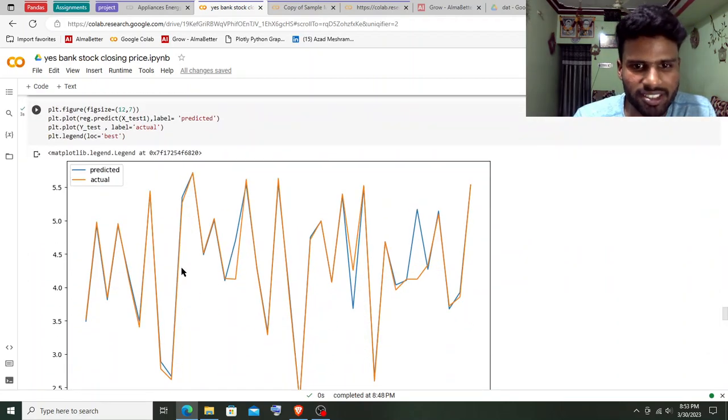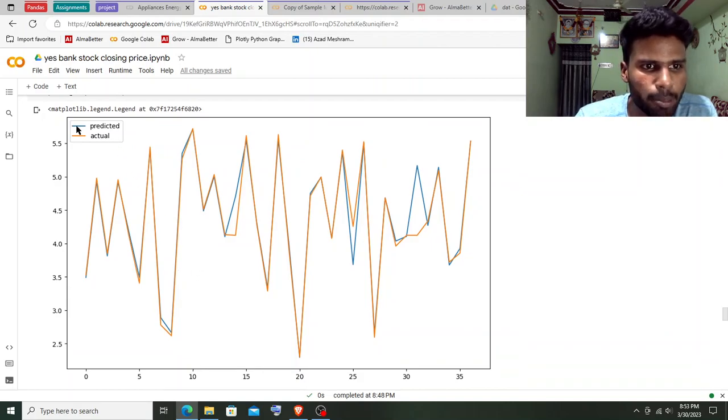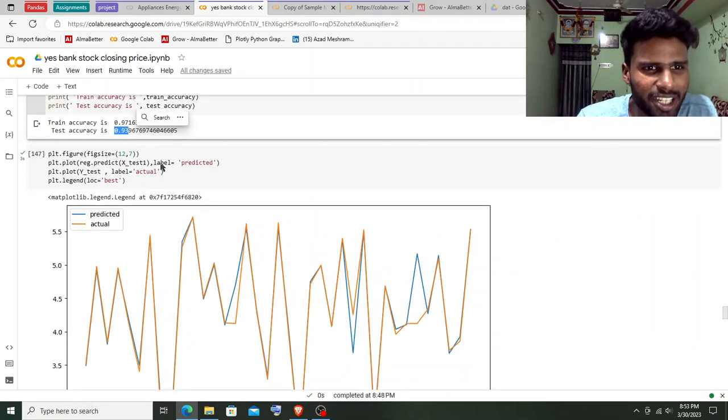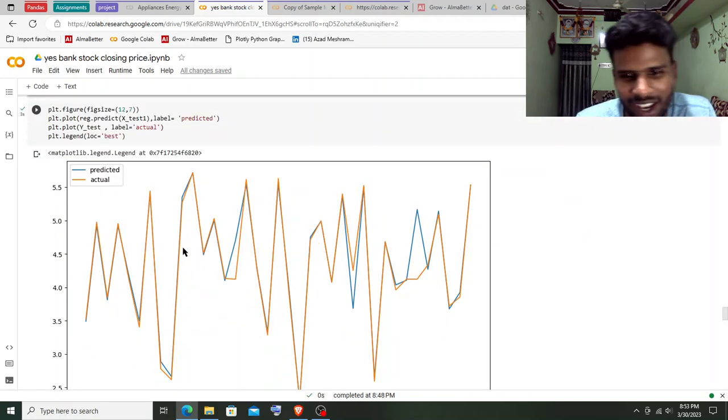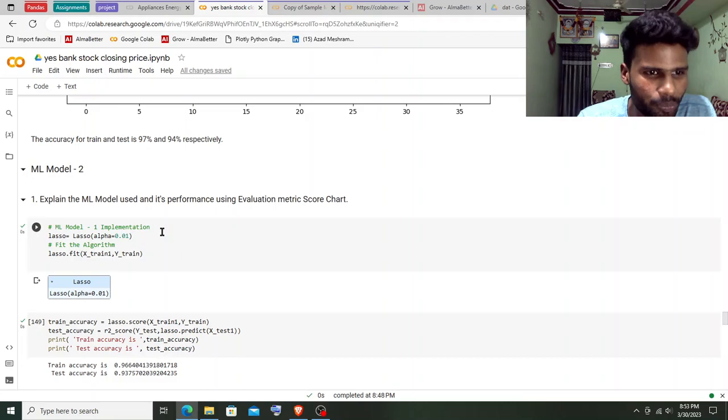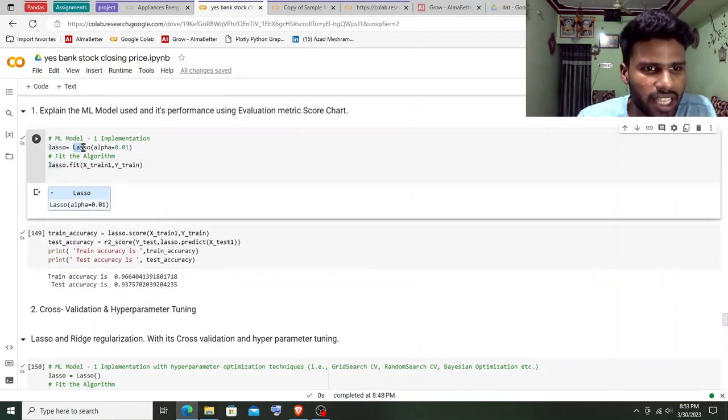And okay, this is the data visualization. The blue line is my predicted line, and the yellow line is my actual line. So we could see, of course, 93% will definitely show this overlapping and parallel trend with the actual value. This is obvious. Now for model 2, I have used lasso.